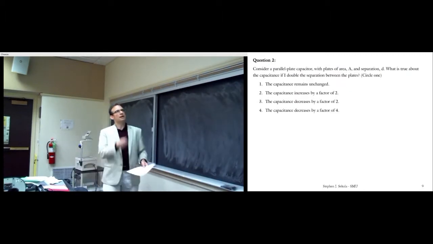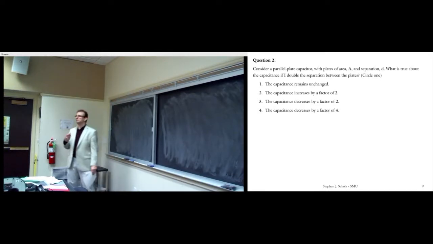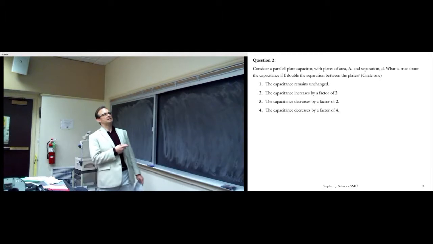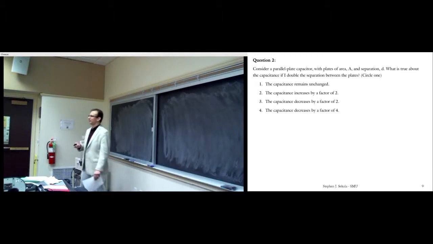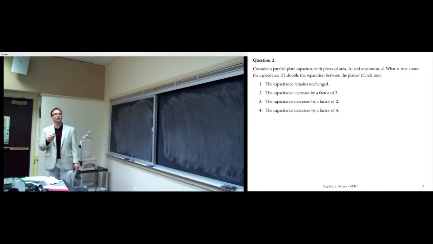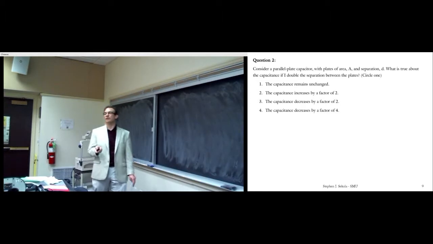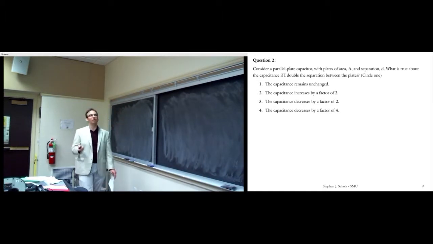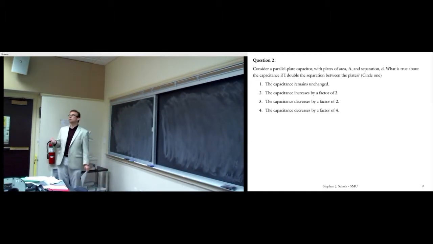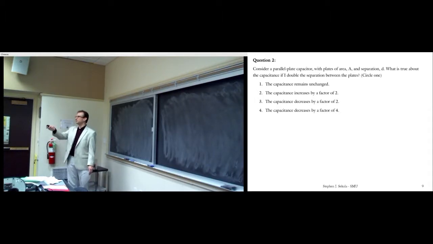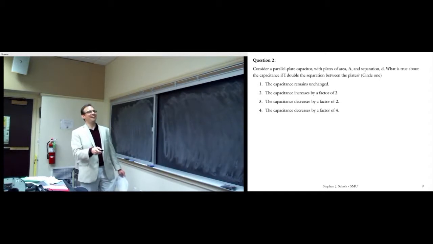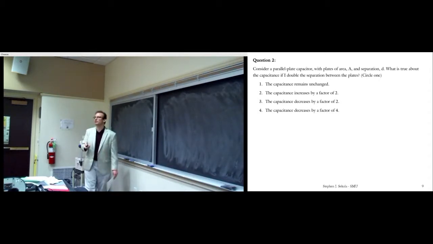Okay, consider a parallel plate capacitor with plates of area A and separation D. What is true about the capacitance if I double the separation between the plates? 1, does the capacitance remain unchanged? 2, does it increase by a factor of 2 if I double the distance? 3, does it decrease by a factor of 2? Or 4, the capacitance decreases by a factor of 4. That's the possible outcome.